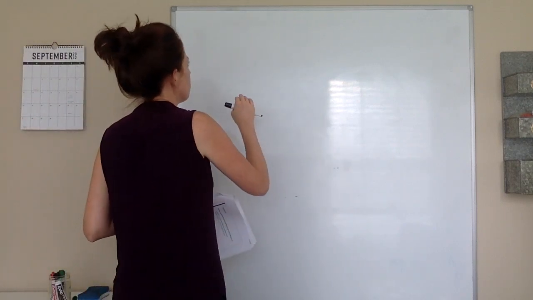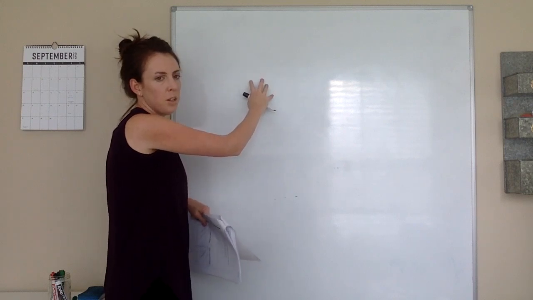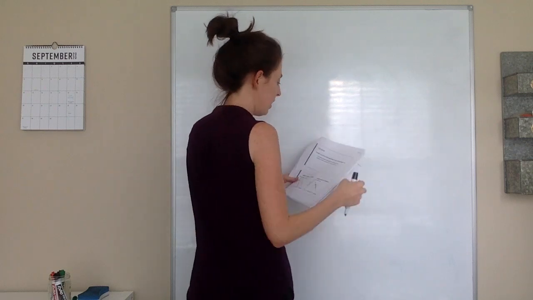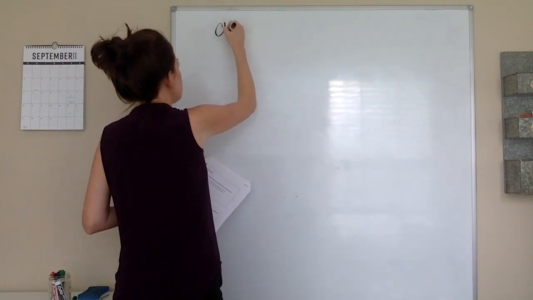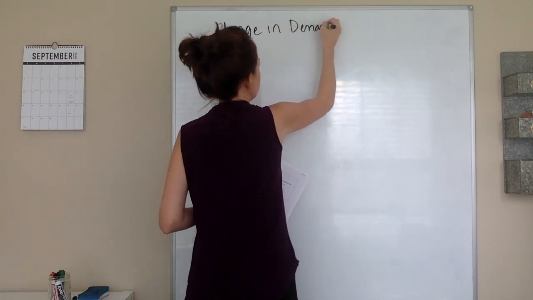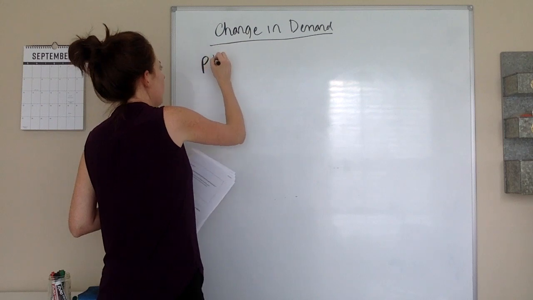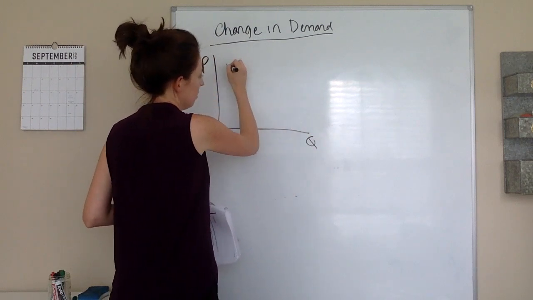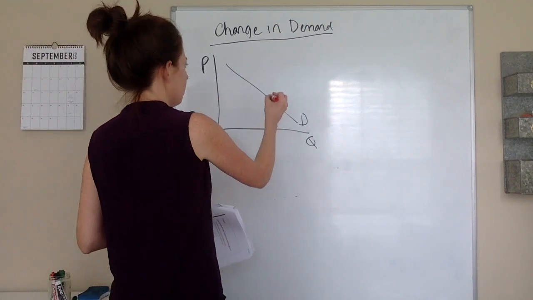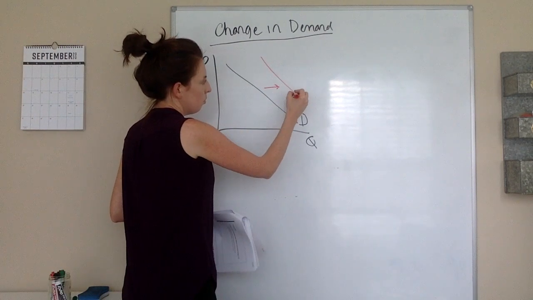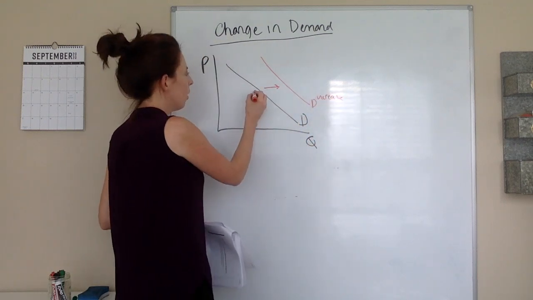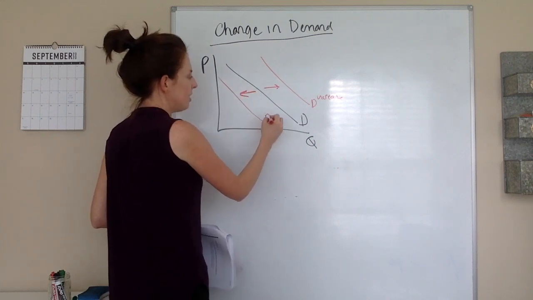Okay, so I'm going to have two side-by-side pictures. First picture is going to be what it looks like if you have a change in the demand. Second picture is going to be what it looks like if you have a change in the quantity demanded. So a change in demand is going to look like a demand curve that shifts left or right: moving right if there's been an increase in demand, or moving left if there's been a decrease in demand.